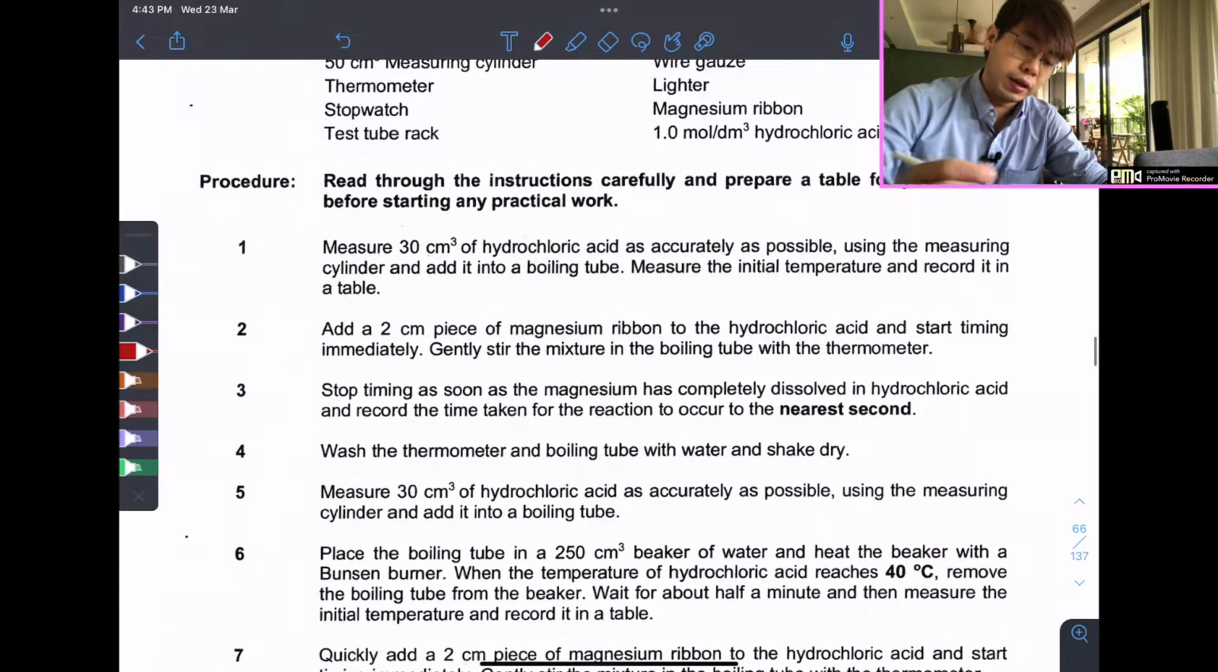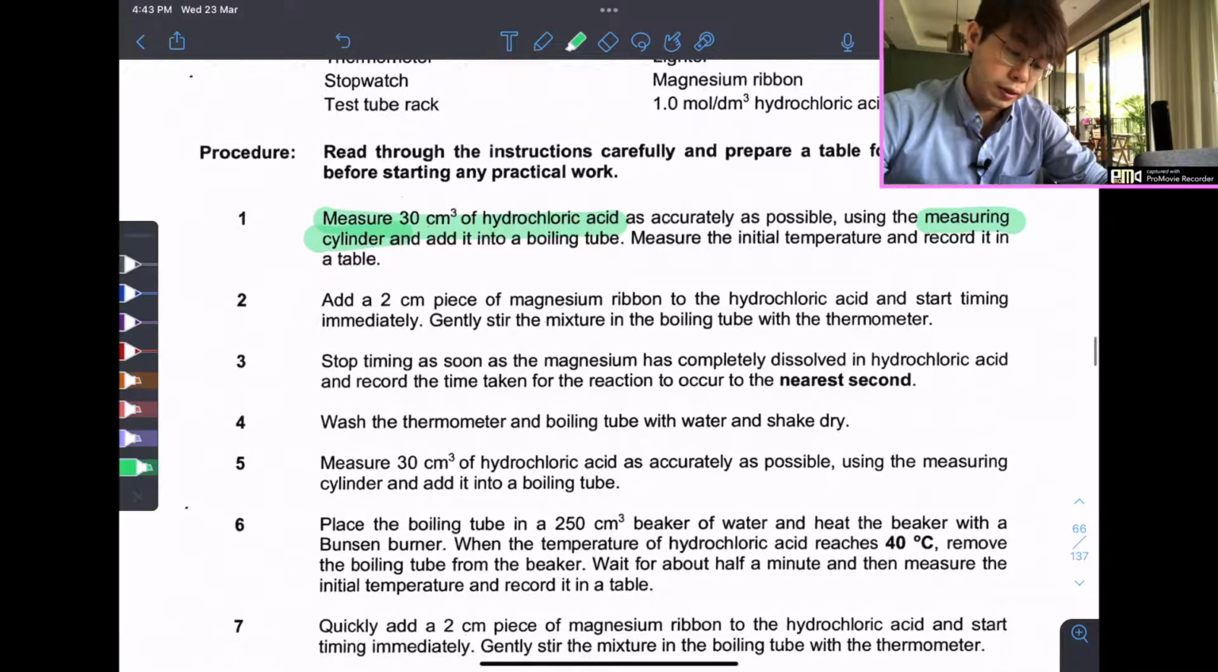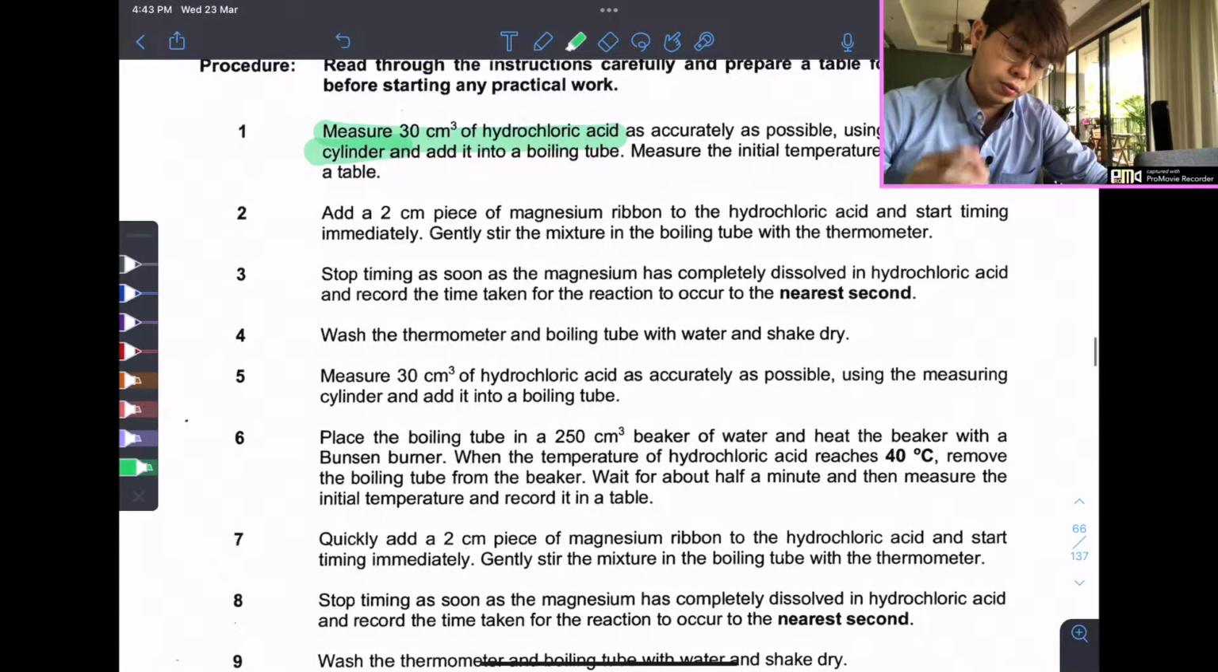Okay, so we are asked, I'm going to highlight some certain key parts. They are supposed to measure 30 cm cube using a measuring cylinder. Always look at what apparatus you are using. And then after that, I need to add a 2 cm piece of magnesium ribbon, and then I need to start the timer, and then I need to stir. After that, the magnesium completely dissolves, and then I need to record the time taken for the reaction to occur to the nearest second.